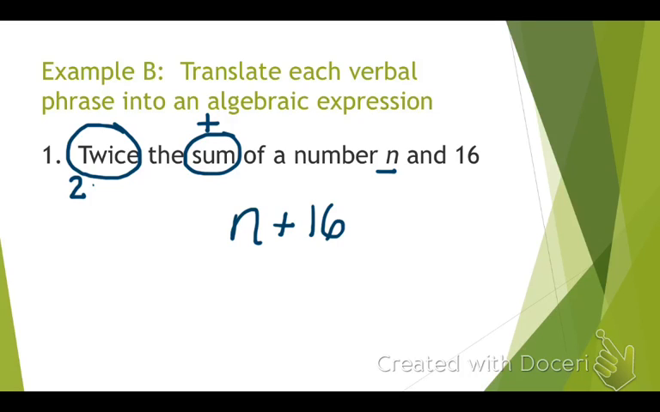Now it's twice that entire sum. If I just put a 2 right here, that means just 2 times n. I want it to be 2 times what I get after I add, so I put parentheses around that n plus 16 to recognize that I have to add that first.